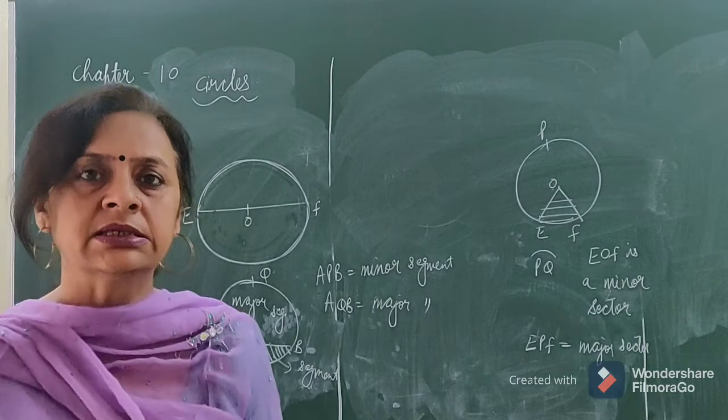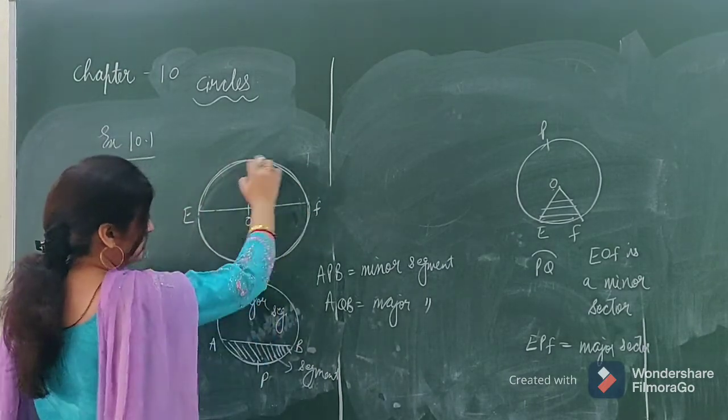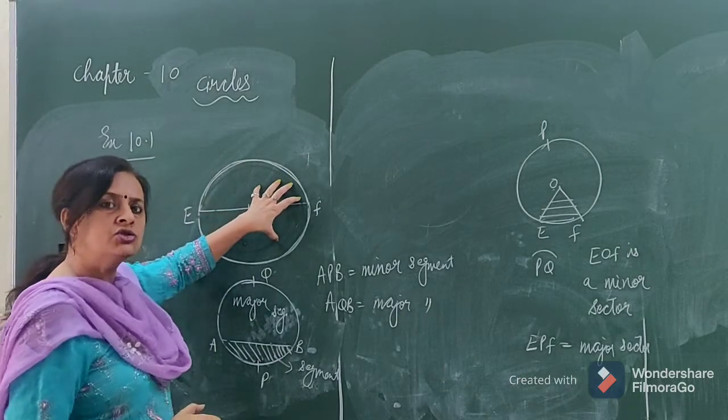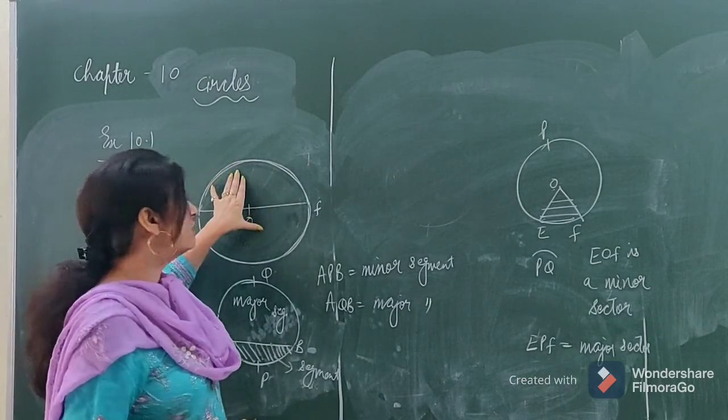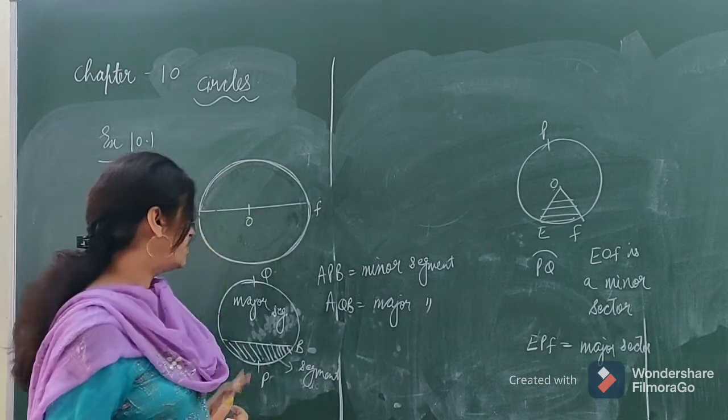The total distance around the circle is known as the circumference or the perimeter. So the perimeter of a circle is 2 pi r, and the semicircle will be half of 2 pi r, which is equal to pi r only.